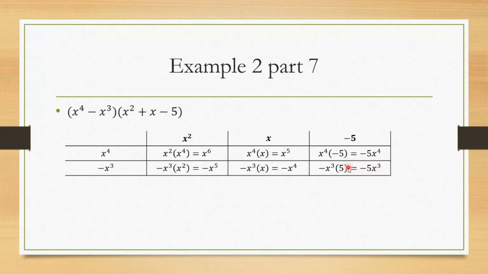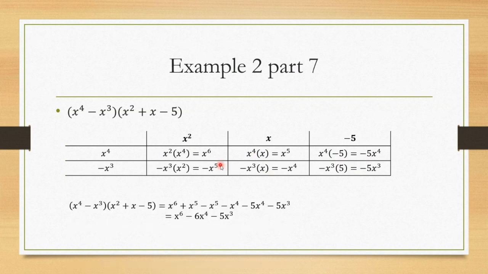Now we have all the terms. Now what we can do is get the actual product by adding the grid entries. Doing so, we get this. Again, we're adding them up.